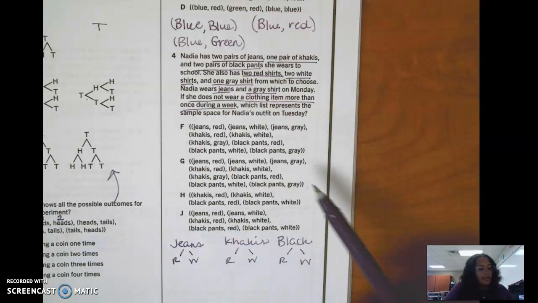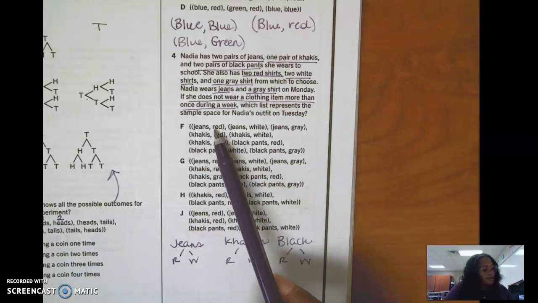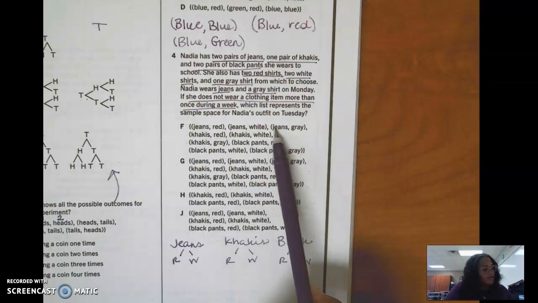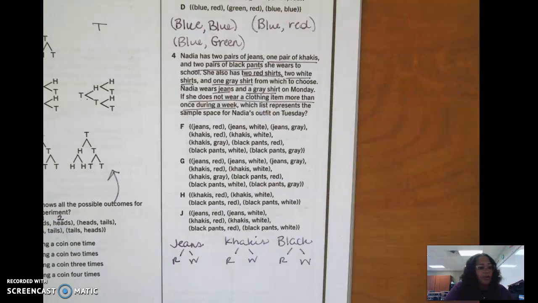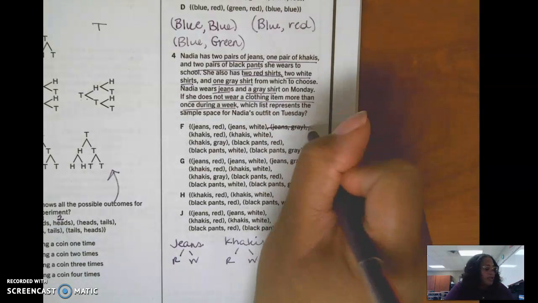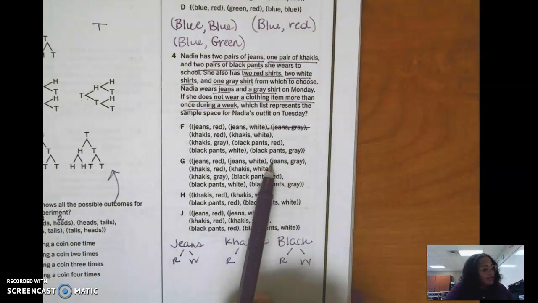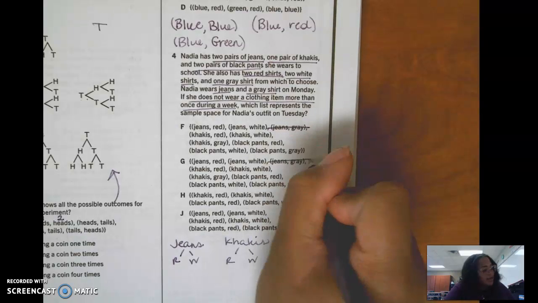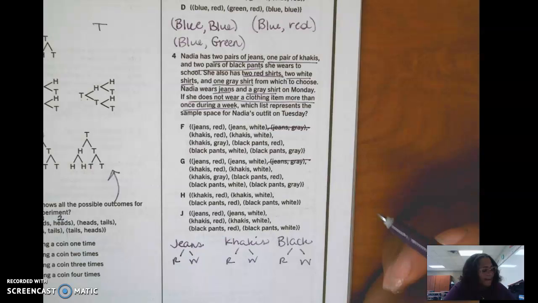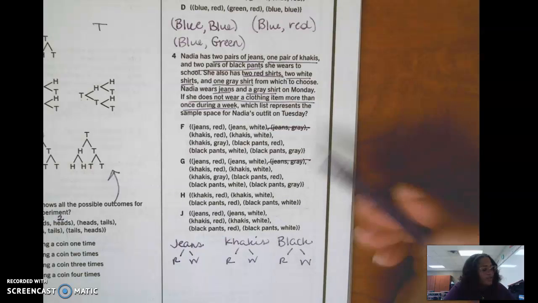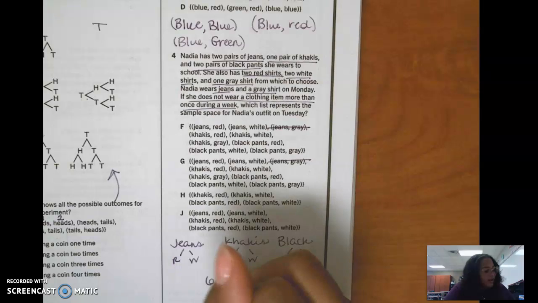So let's see here. Jeans in red, jeans in white, jeans in gray. Can she wear jeans in gray again? Nope, because she already wore it on Monday. So this is wrong. Wherever I see jeans in gray, I need to cancel it out. Wherever I see gray, I need to cancel it out because she only has 1 gray shirt. So then I'm left with these 2 and I need to have 6 outcomes.